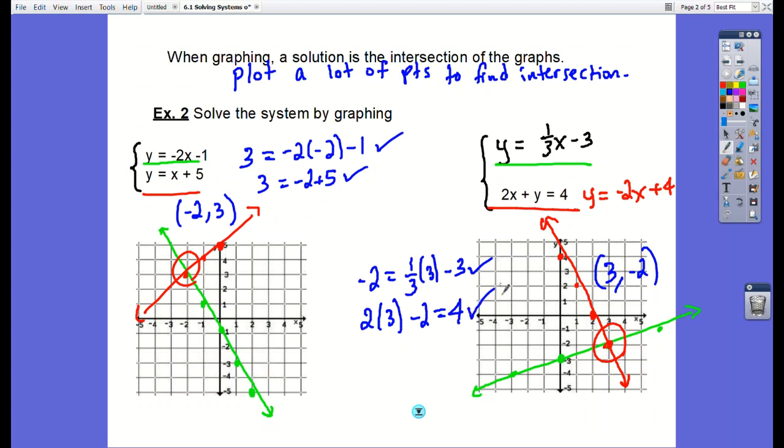So make sure you guys are checking these points. Plug them in your head at least. Make sure that they work. All right. And then make sure you're plotting enough points so you can see a clear intersection. That's all we need to do.